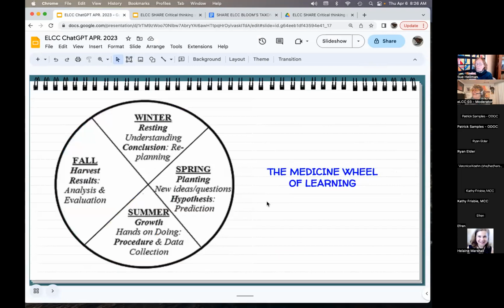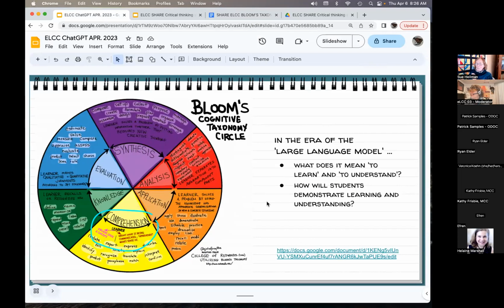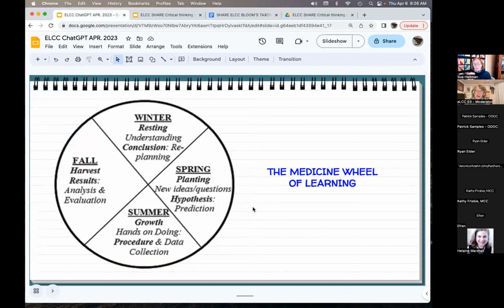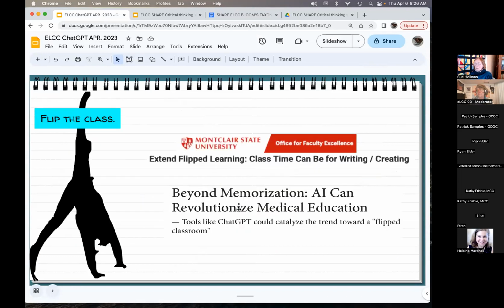So my feeling is that instead of something like Bloom as a taxonomy, we can be thinking more in terms of the medicine wheel, where we're coming up with ideas, getting the information that we need, we're going to test it, we're going to do higher order skills, and understanding is the outcome. Understanding is no longer a lower order skill. All right, so let's look at Lemonade.